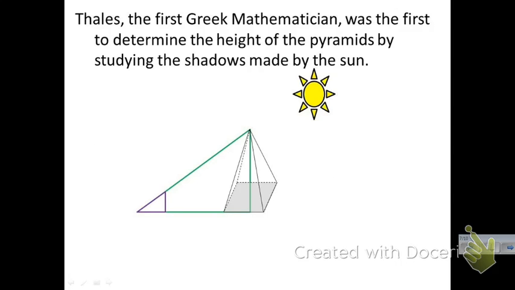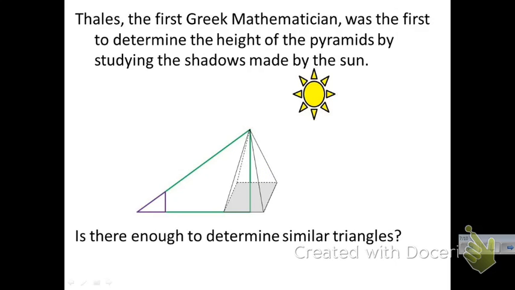Thales was the first Greek mathematician, and he was the first to determine the height of the pyramids by studying the shadows made by the sun. He wanted to know this height there, call it x, and he did it by observing a shadow of the sun made here, and then used a tool here to make another shadow, and then he related those shadows.